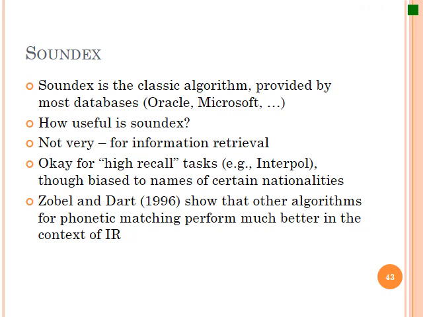So this is okay for high recall tasks. For example, if you're police and you heard a person's name over a phone conversation, you want to enumerate all possible names that sound like that. So this will give you that. It will give you more than what you need, so that's why I say this is a high recall task. Other people have already shown that there are more sophisticated algorithms that can perform much better in the context of IR.